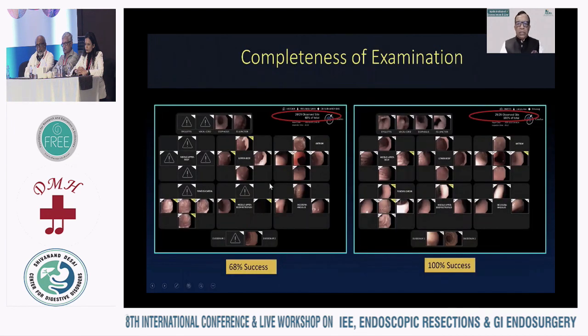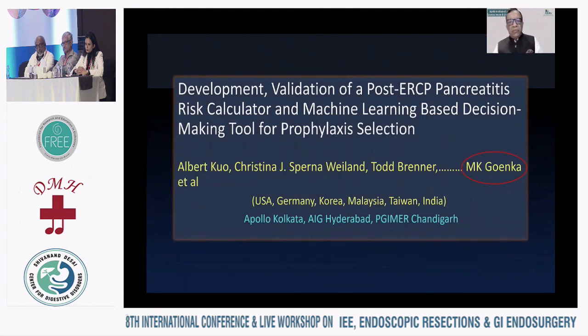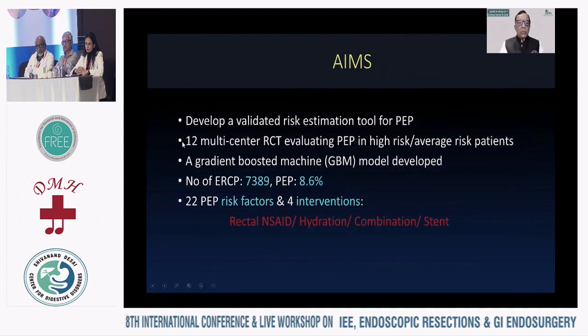So these are two of the final results. In this case, 20 out of 29 were observed, so 68% success. And in this case, all 29 areas were seen, so 100% success. The other area where we have worked with other people in India and outside is to develop and validate a post-ERCP pancreatitis risk factor and machine learning-based decision-making tool for prophylaxis selection. So what we did is, 12 multicenter randomized controlled trials evaluating post-ERCP pancreatitis were evaluated.